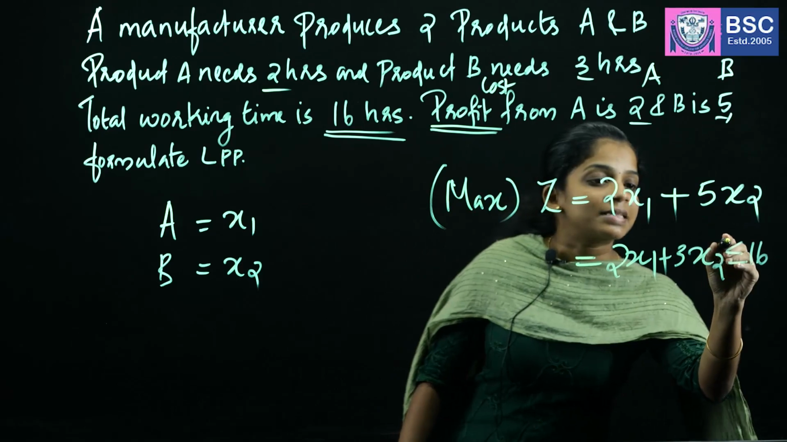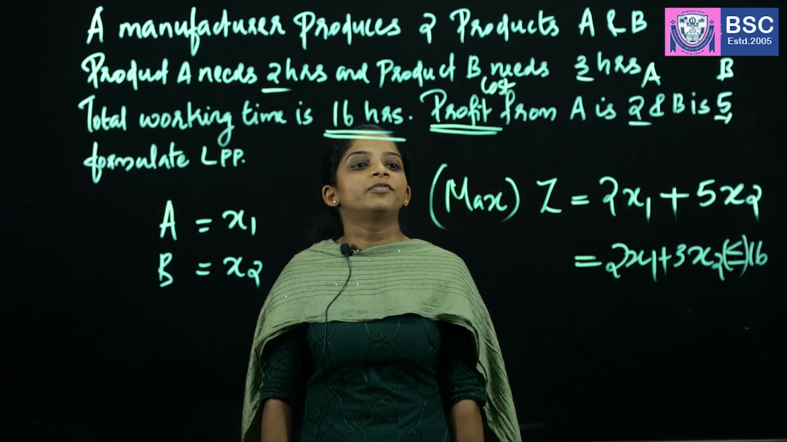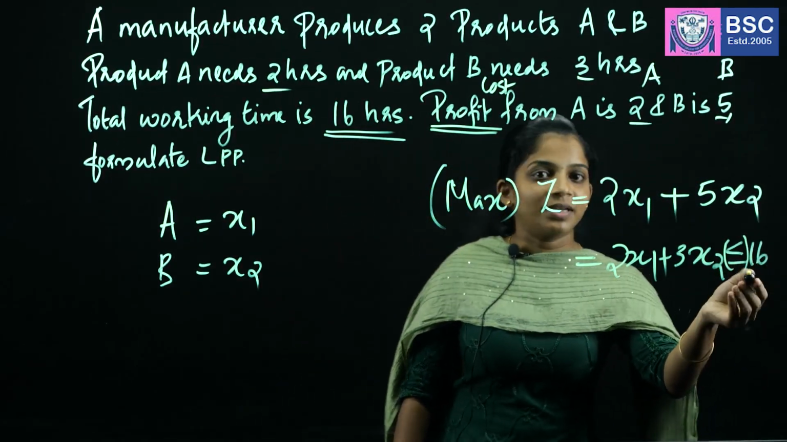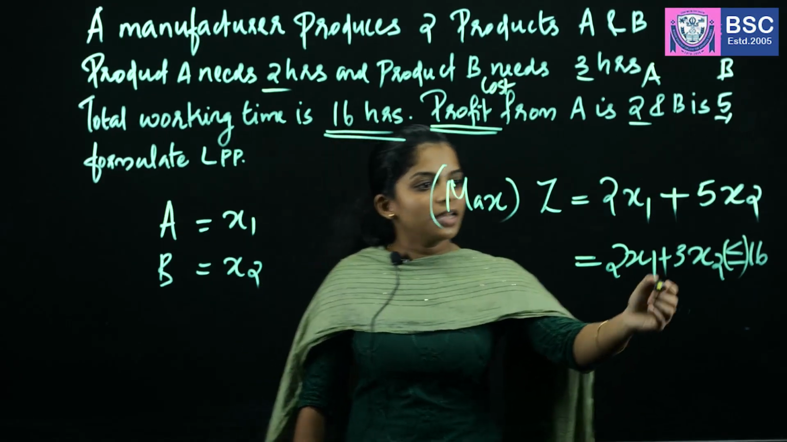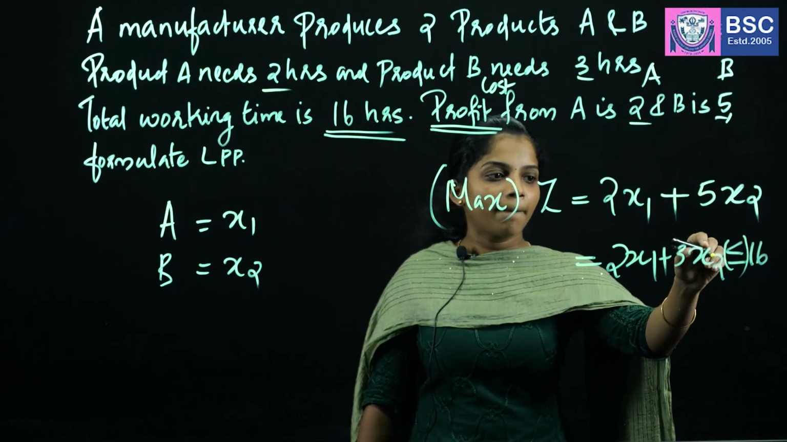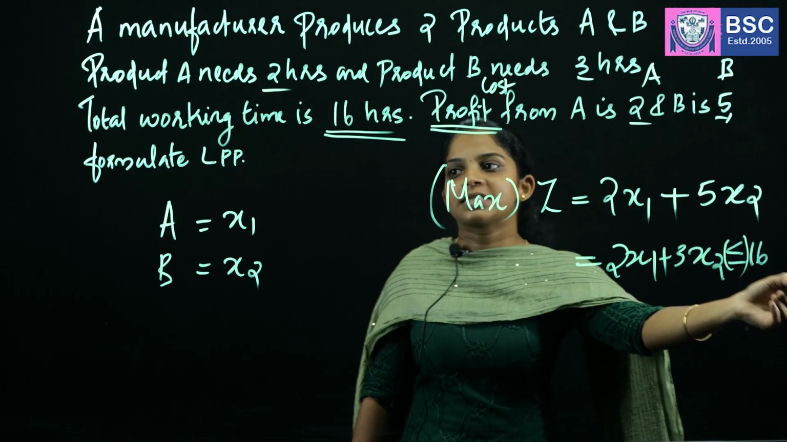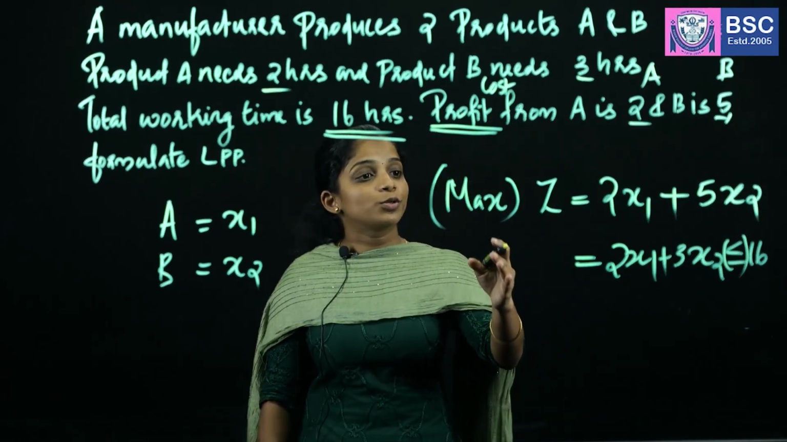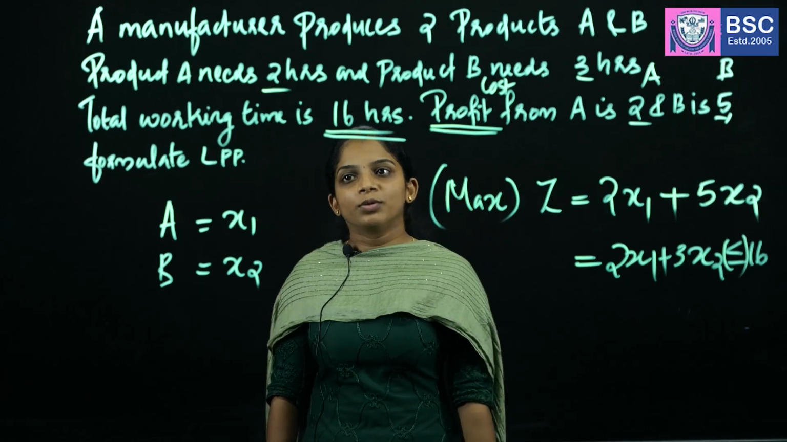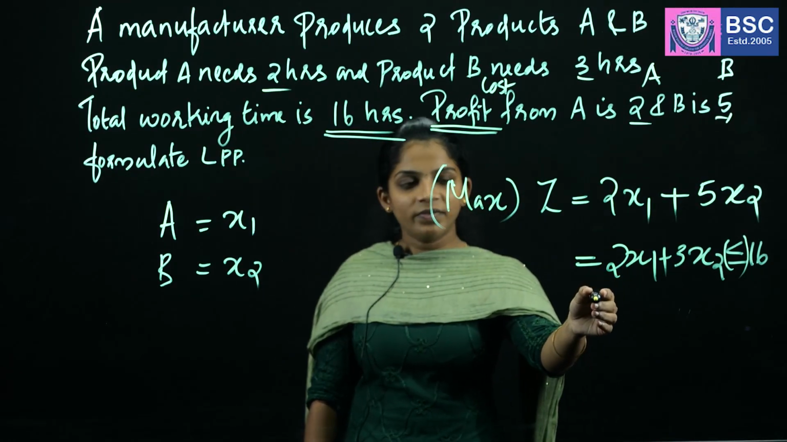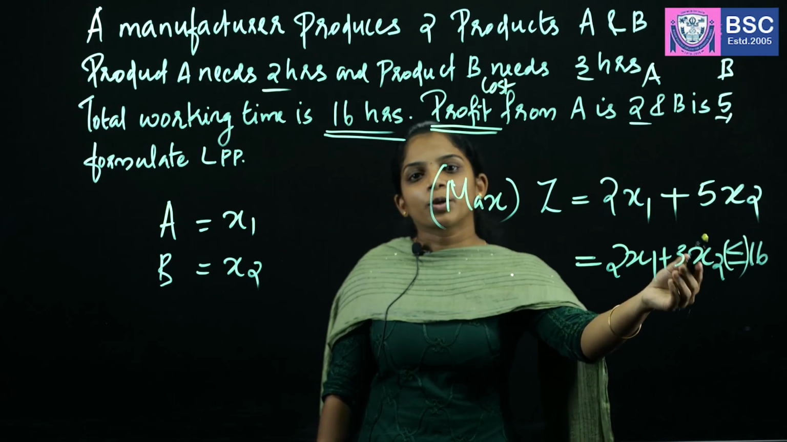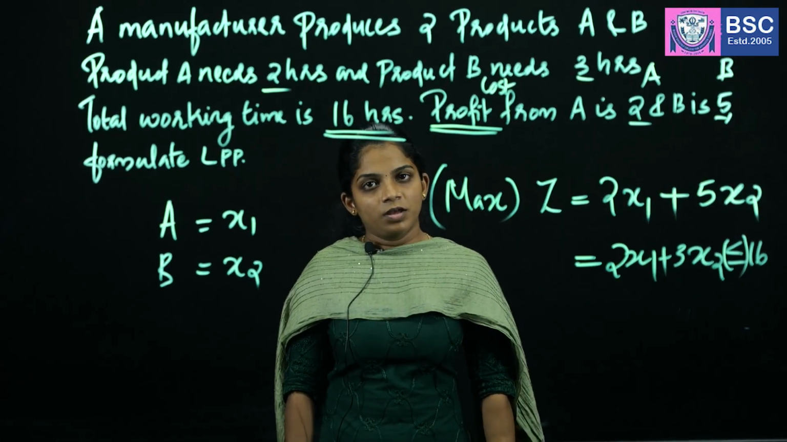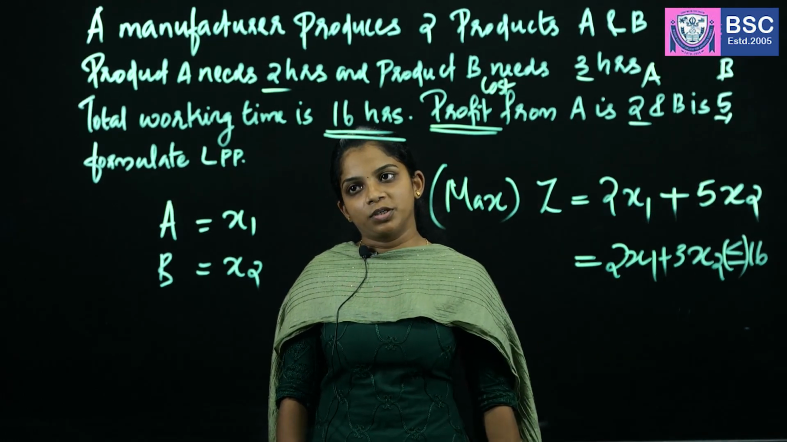So I have put less than or equal to simply because the maximum time available for the production of A and B is 16. It cannot exceed 16. That is why I have given less than or equal to. Less than or equal to means it can be below 16 or can be equal to 16, but cannot be greater than. That's our constraint. Here x1 is having 2 hours and x2 is having 3 hours. Total time requirement, not requirement, allotted is 16. So this is our constraint according to this situation.